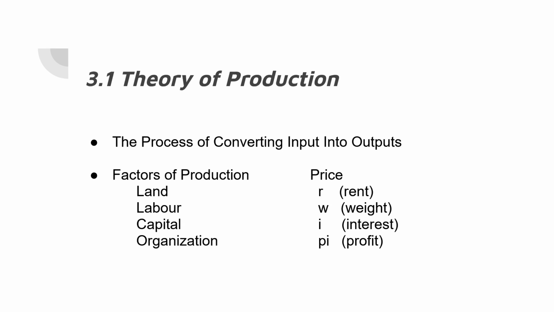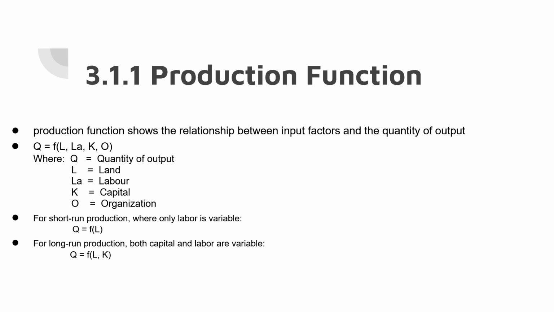Theory of production. Now we explore the theory of production. It analyzes how inputs are transformed into output. The key inputs or factors of production include land, labor, capital, organization. Here, R means rent, W means wage, I means interest, and PI means profit. Production equilibrium.